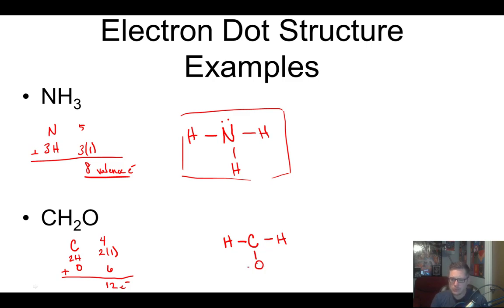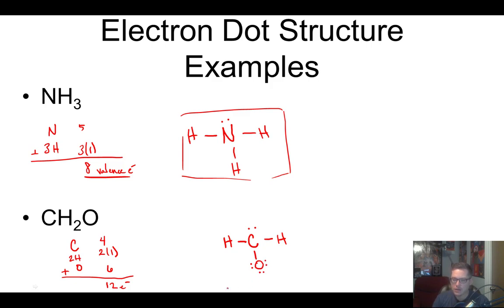Now we've got to think about our octet rules, right? So hydrogens are good to go because they only want 2. Carbon's going to need another 2. It's the same setup as the nitrogen. But now life's a little bit more complicated because we've got oxygen down here, and he wants to have 8, so we've got to give him an octet as well.